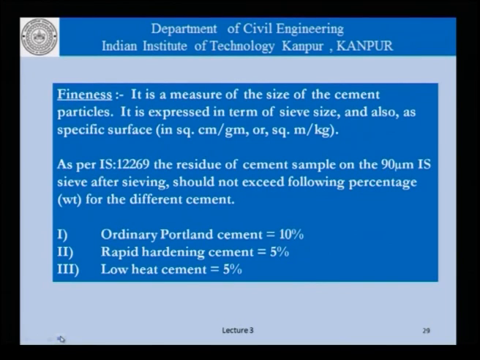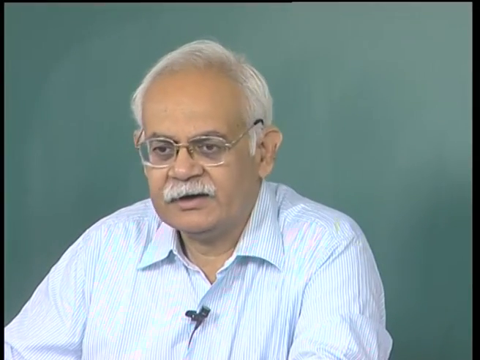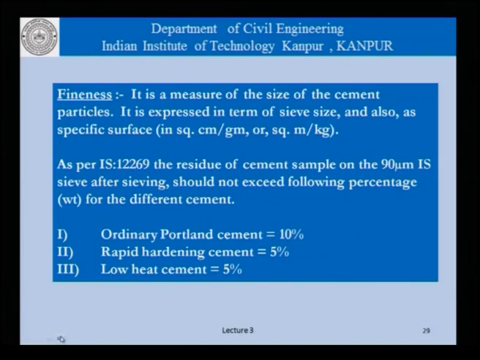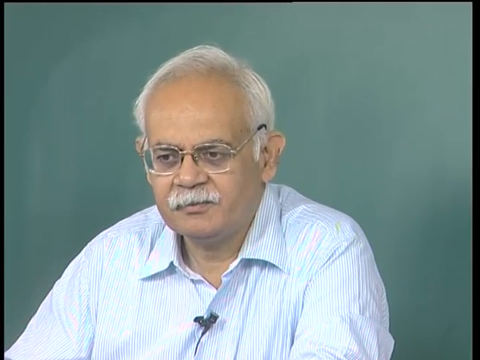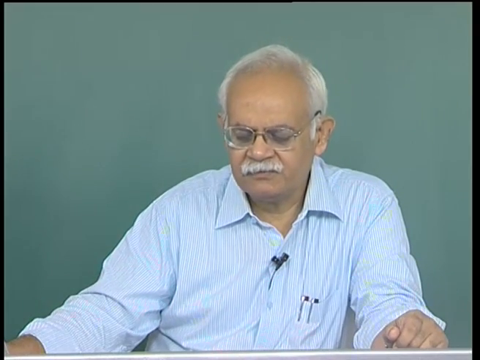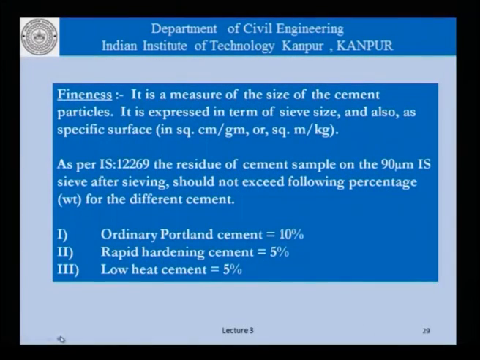Remember that it is not possible to sieve very fine particles, because if the particles become very fine, then the sieve size has also to become equally finer, and physically that has its limitations. And therefore, instead of only relying on sieve size analysis, we often try to work with other methods and try to get a measure of the fineness of cement in terms of square meters per kilogram and so on. As far as the Indian standards is concerned, the residue of cement sample on a 90 micrometer sieve after sieving should not exceed the following percentages by weight, and certain numbers are given.